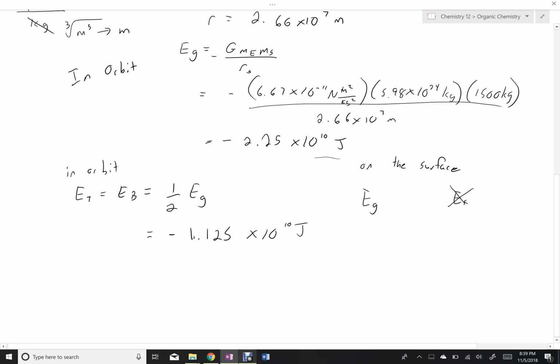The kinetic energy in orbit was not ignorable, but that's because this thing's going so fast that it can maintain a stable orbit. But when it's sitting on the surface of the Earth, it might be moving, but it's not moving very fast, so we're just going to ignore that.